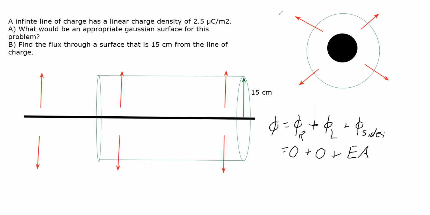Okay, so what E are we talking about here? Well, the electric field for a line of charge is 1 over 2 pi epsilon 0 lambda over R, where R, in this case, since we're trying to find the electric field on the surface here, would be this 15 centimeters. If you want to see in this picture, that 15 centimeters is right here. Okay, so that's the electric field.